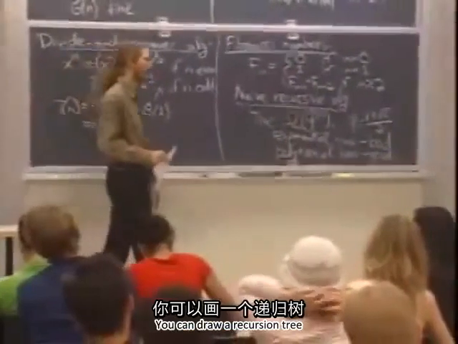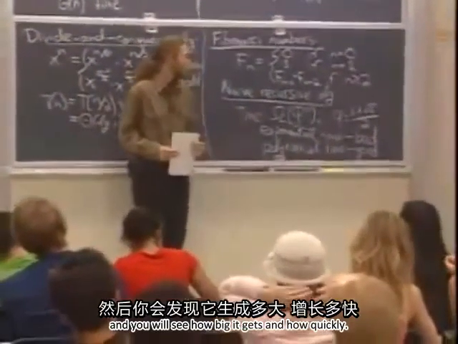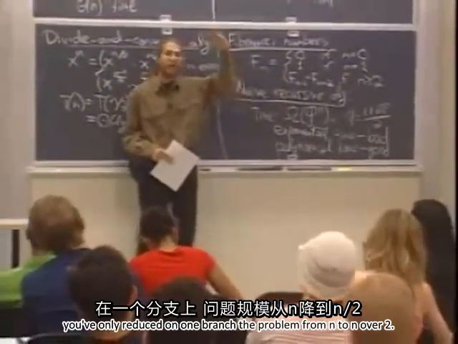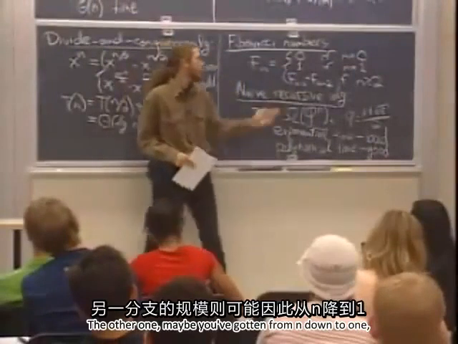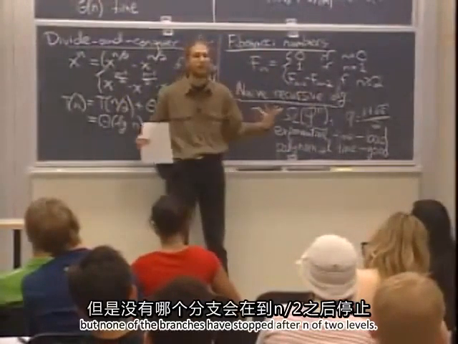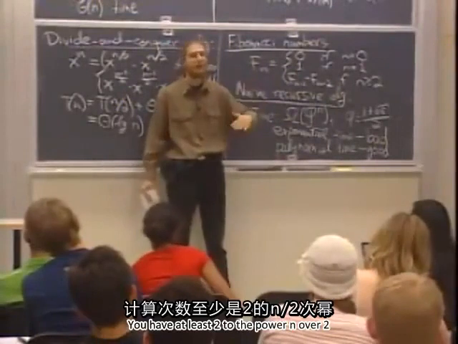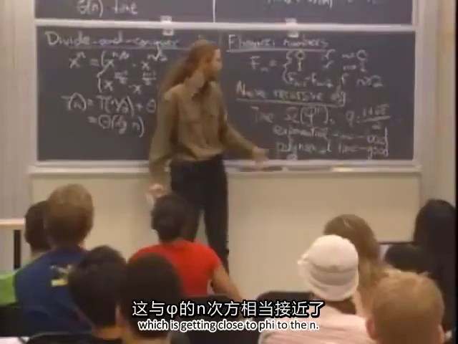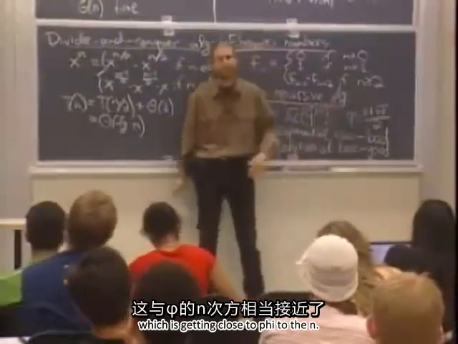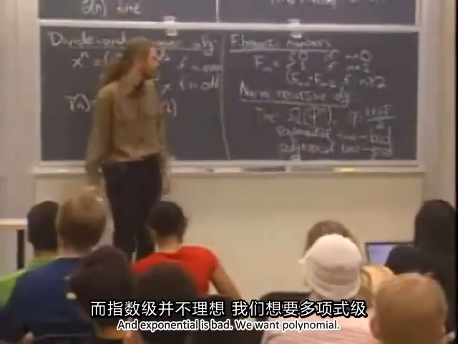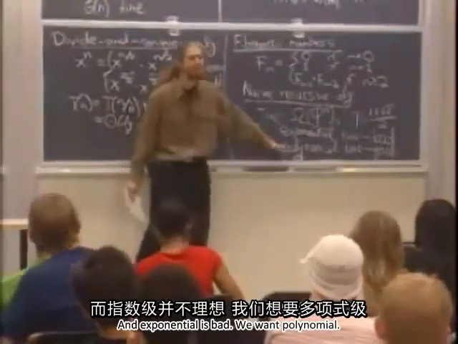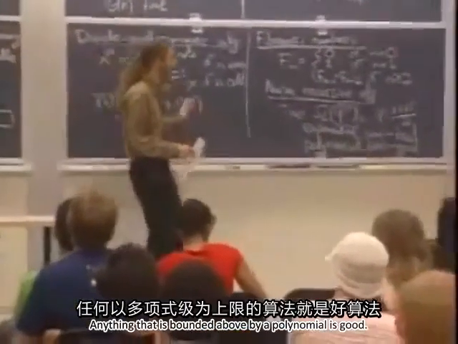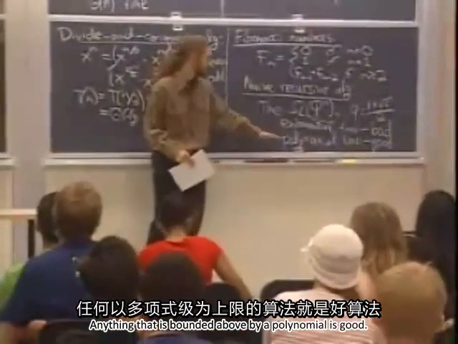You can draw out a recursion tree, and you'll see how quickly it gets big. By n over 2 levels, you've only reduced on one branch the problem from n to n over 2. The other one, maybe you've gotten from n down to 1, but none of the branches have stopped after n over 2 levels. So you have at least 2 to the power n over 2, which is like the square root of 2 to the power n, which is getting close to phi to the n. Okay, so it's definitely exponential. And exponential is bad. We want polynomial. Okay, n squared, n cubed, log n would be nice. Anything that's bounded above by a polynomial is good.